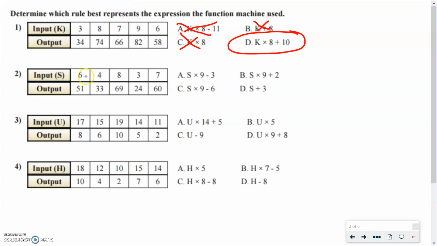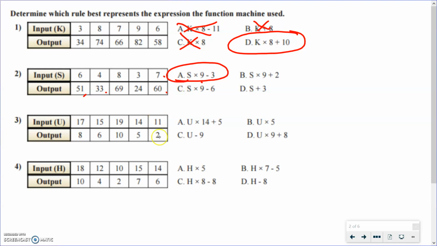Okay, again, I'm going to start here, and I'm going to say, okay, 6 times 9, because that's the first one here, is 54, minus 3 is 51. Oh, that works for this one, so maybe let's try that one on the second input. So 4 times 9, that gives me 36, minus 3 is 33. It works for that one too. Let's try another. 8 times 9, 72 minus 3 is 69. 3 times 9 is 27, minus 3 is 24. 7 times 9 minus 3, so 63 minus 3, that works for all of them. So I know this is the rule. We left out that it was the first one there.